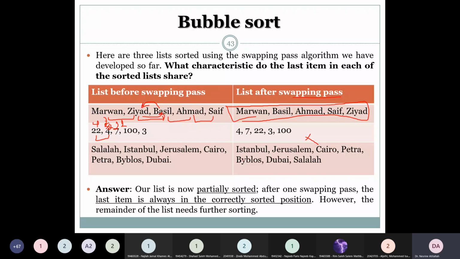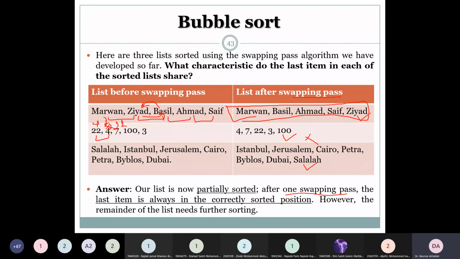So the last item is always in the correctly sorted position. However, the remainder of the list needs further sorting. So as you can see here, the last item is okay, only the last item. Okay, 100. Okay, Ziad. It is the last. But I need more iterations, okay?